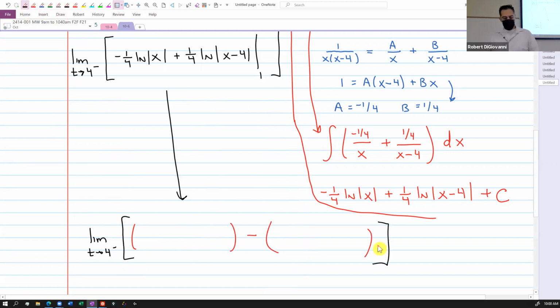All right, so I plug in t first, right? So negative 1/4 natural log absolute value of t plus 1/4 natural log absolute value of t minus 4. And then the other one, now I plug in 1, so negative 1/4 natural log of 1 plus 1/4 natural log of absolute value 1 minus 4. See, I need the absolute value there.